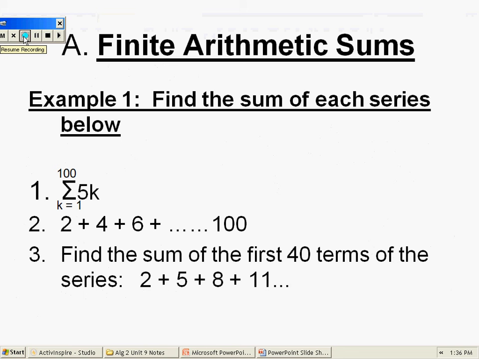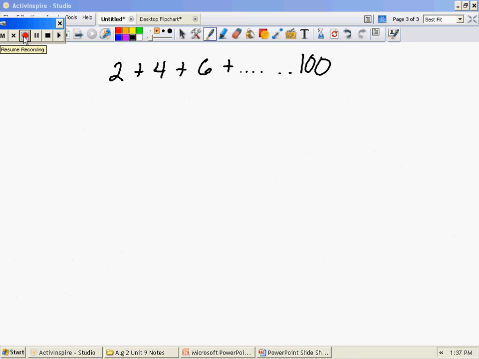Okay, so go ahead and write down number 2, please. Now the next two problems are a little more challenging, and the reason for that is because they're not in sigma notation. So we're going to use our skill that we learned last class and just put it in sigma notation, just like we did on our quiz and our warm-up today. So how do we do that?